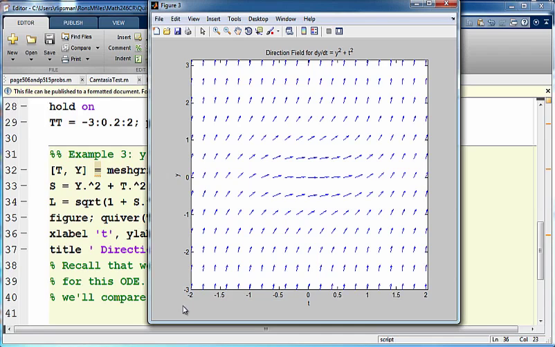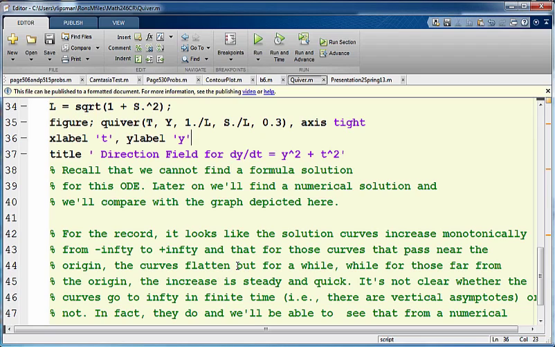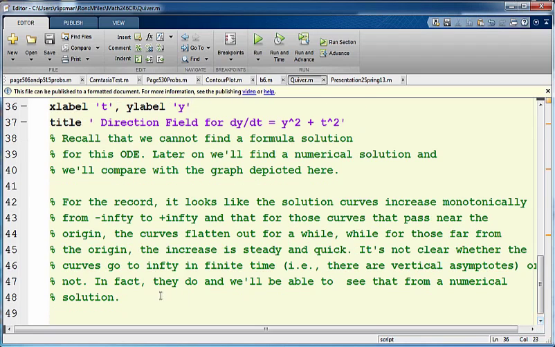Some solutions going like that, maybe like this, like that. And so one summarizes with the following. For the record, it looks like the solution curves increase monotonically from -infinity to infinity, and that for those curves that pass near the origin, the curves flatten out for a while, for those that are far from the origin, the increase is rather steady and quick. What is not clear is whether the curves go to infinity in finite time or not. That is, whether there are vertical asymptotes.